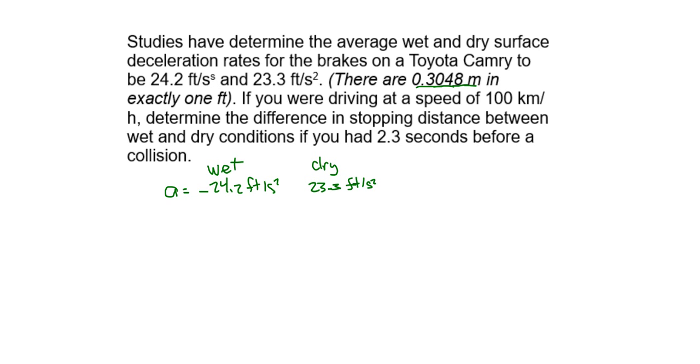And we need to be able to convert that into meters per second at some point. We also get to know our initial speed. Our initial speed in either case was 100 kilometers per hour. And you'll notice that these units don't match up at all. We are being asked to find the stopping distance. And the time value is 2.3 seconds in order to stop. Right? You have 2.3 seconds before a collision.